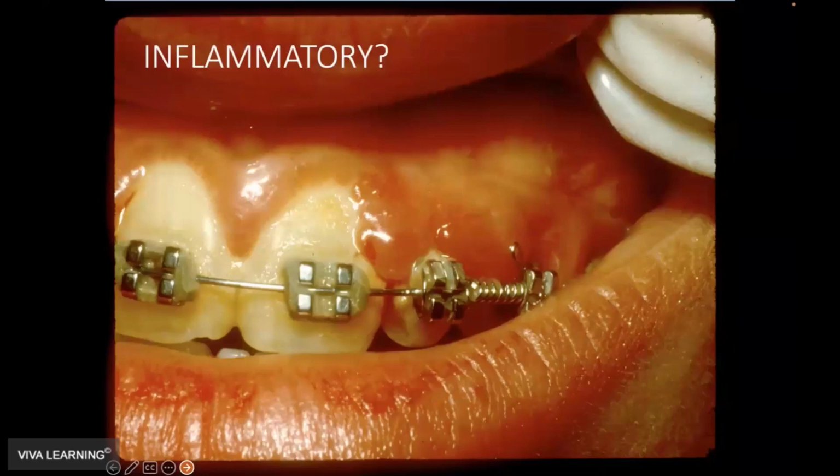So we've got an adolescent here with terrible home care and terrible gingival inflammation, and the tissue is red and hyperemic and edematous. This is not a cancer. This is not a neoplasm. This is not a tumor. This is an inflammatory response to the orthodontic wires and the accumulation of a great deal of plaque in this patient.